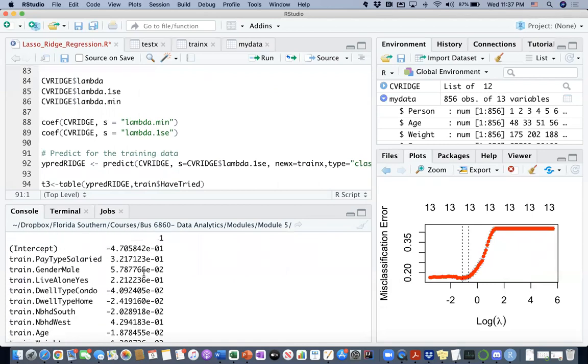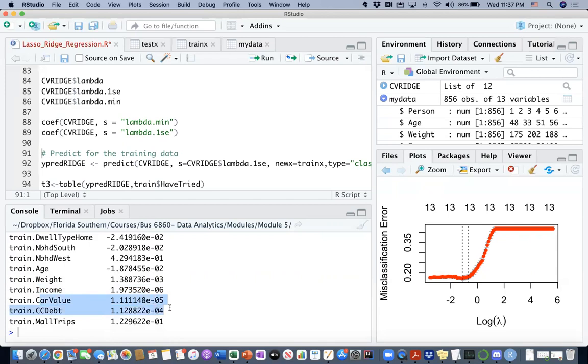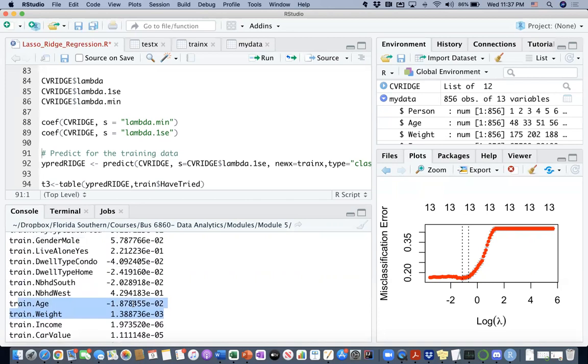As you can see, lasso helps us shrink the coefficients to 0 for non-influential independent variables. With the ridge regression, you could see that some of these numbers are very, very small. For example, the coefficient of income is very small. The coefficients of car value and credit card debt are very small. Even the coefficient of weight is very small, and age is very small as well, right? Those variables, remember, got shrunk down to exactly 0 with the lasso regression. That's the beauty of using lasso regression over ridge. But let's see how much accuracy we could gain by using ridge regression.